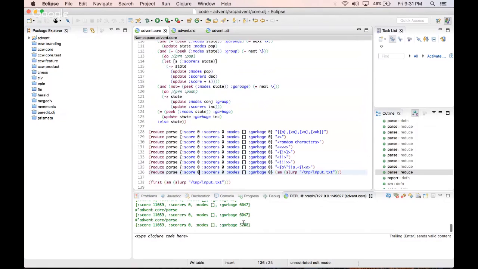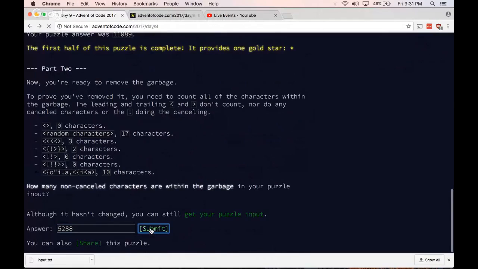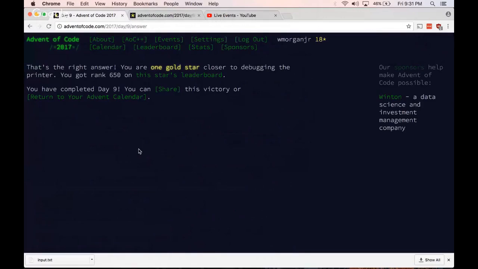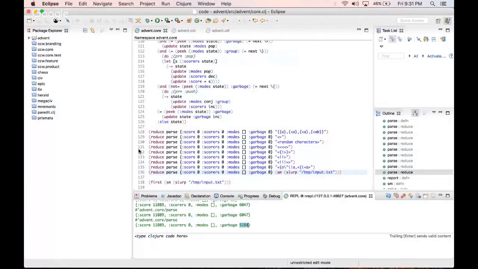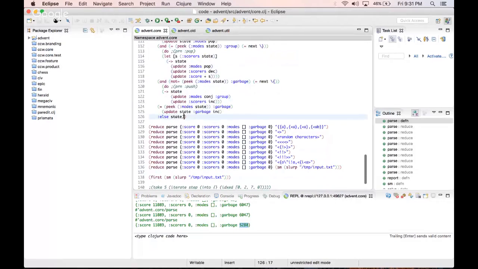Okay, different answer. Feeling pretty good about it. Yeah, that's the right answer. Basically, I was assuming that anytime nothing was happening, we were in a garbage state, and that wasn't right. All of the examples were ones that immediately put you into garbage state, so that's why they were getting it right. But I needed to further specify that I was in garbage state here.